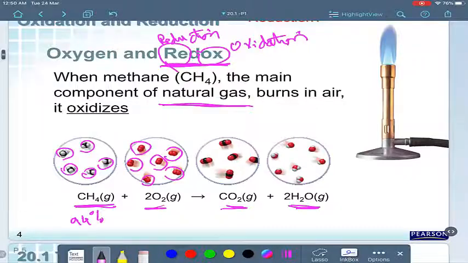What happened to methane here? It changes into CO2. CH4 changes into CO2. What happens? Look and pay attention. It gains oxygen. Oxygen replaces hydrogen and it becomes CO2. So methane gains oxygen, which means it is oxidized.